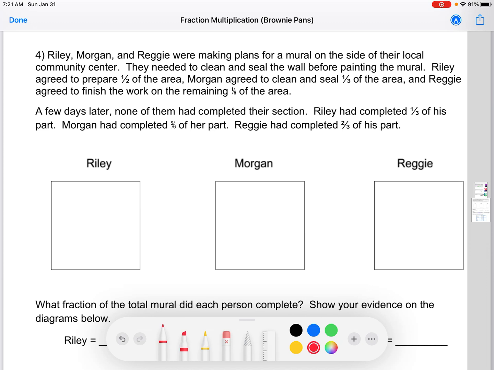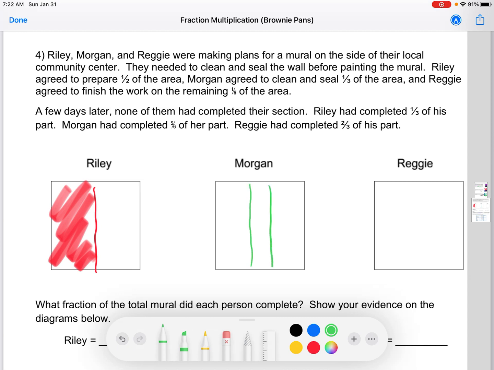So Riley decides, I'm going to do half of that, right? And then Morgan agreed to clean and seal 1/3 of the area. And Reggie agreed to finish the remaining 1/6 of the area. Okay, so let's get over here. Let's do Morgan. Morgan did 1/3 of the area.